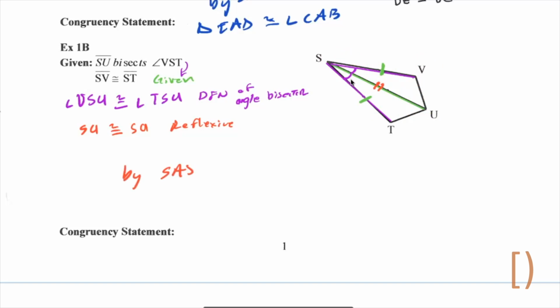We could say triangle, again, I'm starting on the outside here, USV, to make an actual triangle, is congruent to VSU, start on the outside, TSU. So that's side angle side. If you ever have a side, an angle, and a side, remember the angle has to be in between the two sides, then those two triangles are congruent.